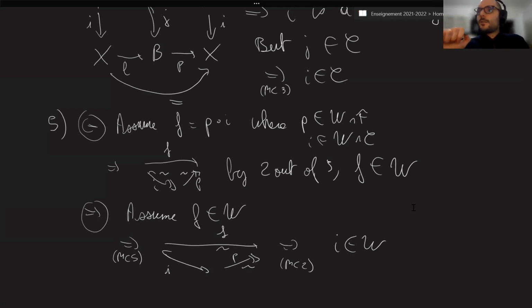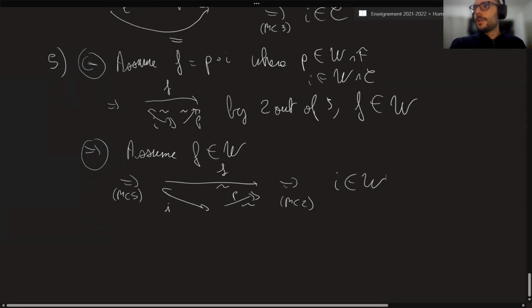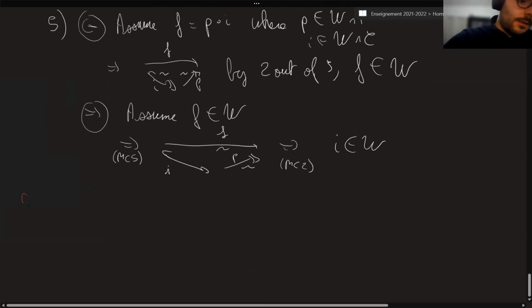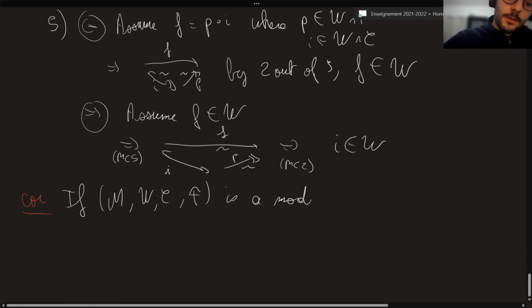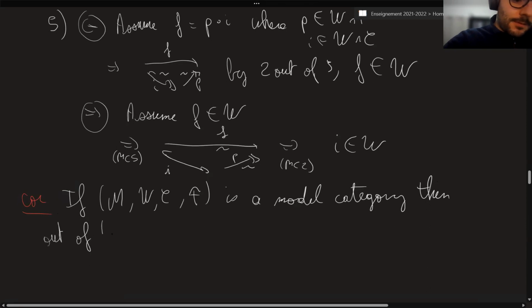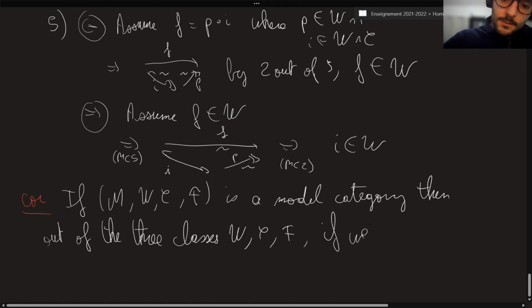Bon, this doesn't look like much, but actually it has quite a few consequences. So first corollary, and this is something that you are going to see quite often. If (M, W, C, F) is a model category, then it's kind of a 2 out of 3 thing. Out of the 3 classes W, C, F, if we know 2, we know the third.